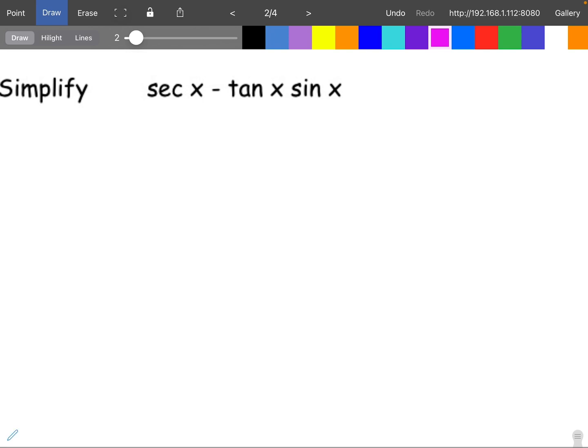So I know that secant is the same thing as 1 over cosine. So secant x is going to be the same thing as 1 over cosine x. Then I have minus, then I've got tangent x. Well, tangent is sine over cosine. So this will be sine x over cosine x. And then times, well, that's just sine x. So sine x doesn't have to be changed because it's already sine. But I am going to go ahead and put that over 1 because we're dealing with fractions.